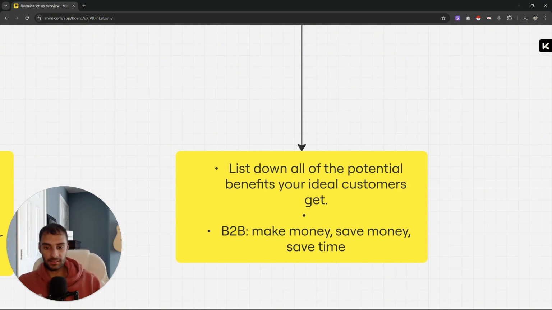How does my product make somebody money? How does my service save somebody money? How does my service save somebody time? And then you can really get into the details of creating a really good offer.